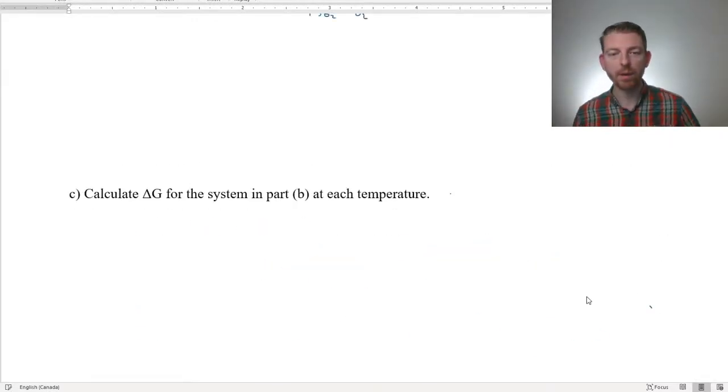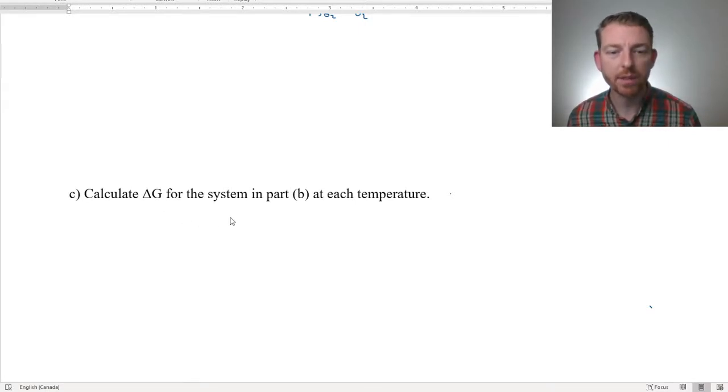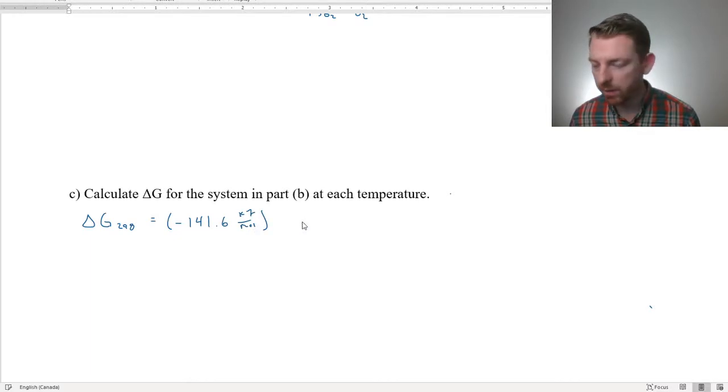Okay, and here's the one that we were really driving at before. So calculate delta G for the system in part B at each temperature. Okay, so let's just start filling this out. So we have delta G at 298 is going to be, we have the delta G standard at 298, so this was negative 141.6 kilojoules per mole. Just keep track of your units. We'll certainly want to change that around because I'm not going to put the R value into kilojoules. Plus 8.314 joules per mole Kelvin times 298, our temperature.